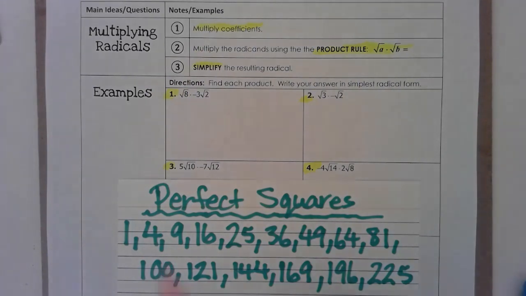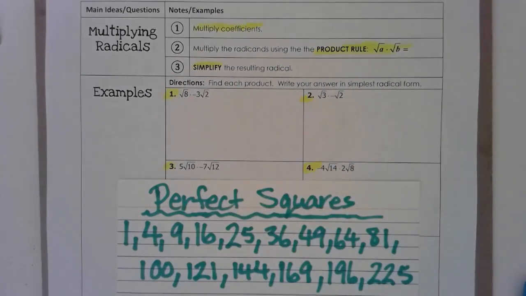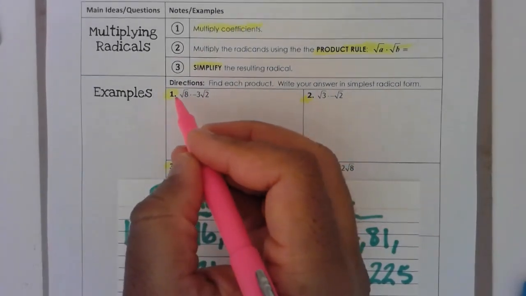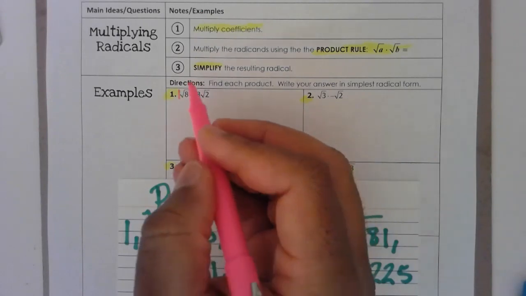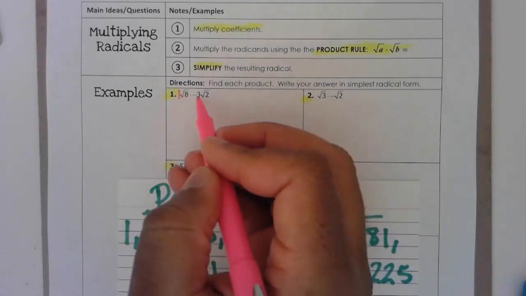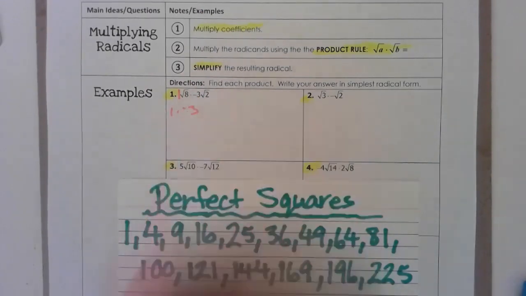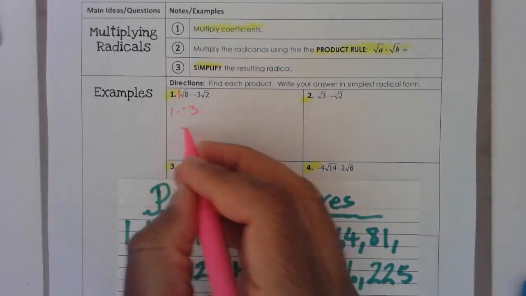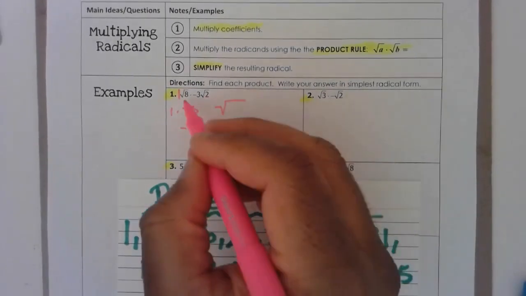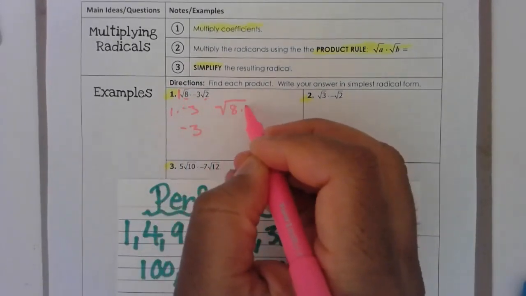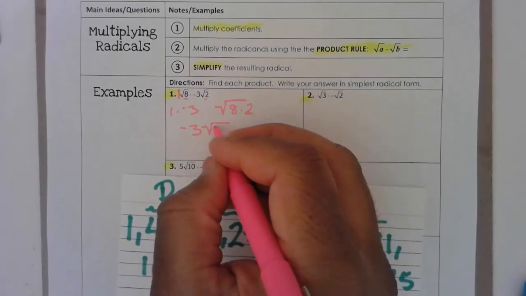If I look at number one, I have the square root of 8 times -3 square root of 2. And if you'll notice, they don't write the imaginary 1 that's in front of the 8, so I'll go ahead and write that in here. So I'm going to multiply my outside. So 1 times -3. And that'll give me a -3 on the outside. On the inside, I would be multiplying my 8 times 2. All right, and when I do that, I'm going to have the square root of 16.